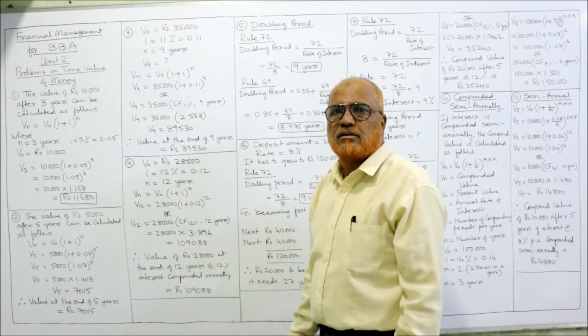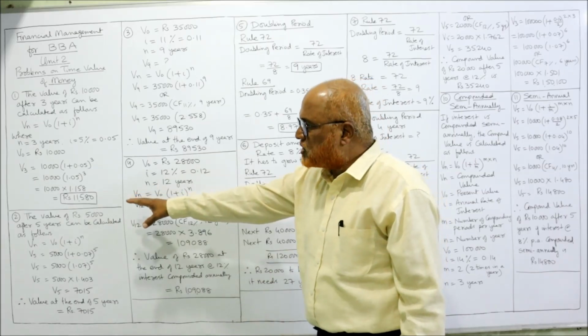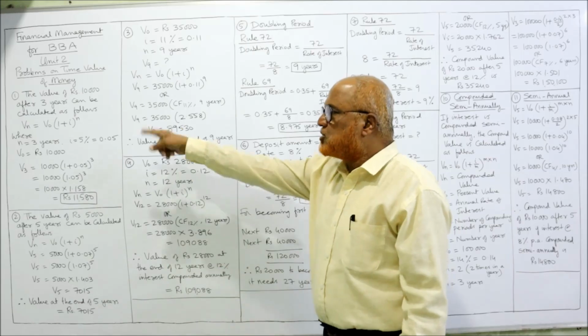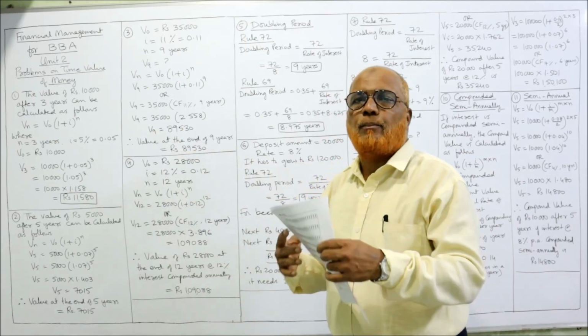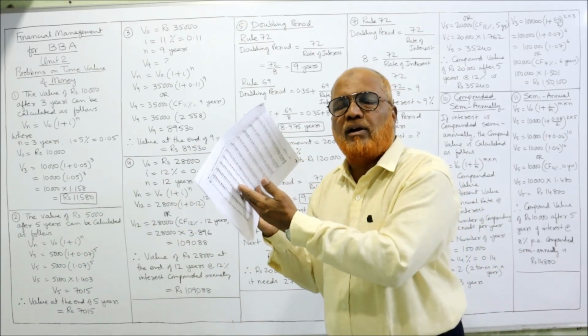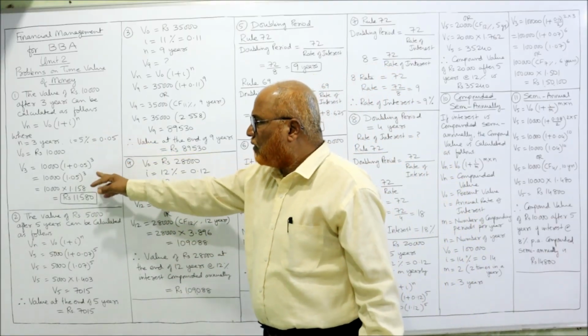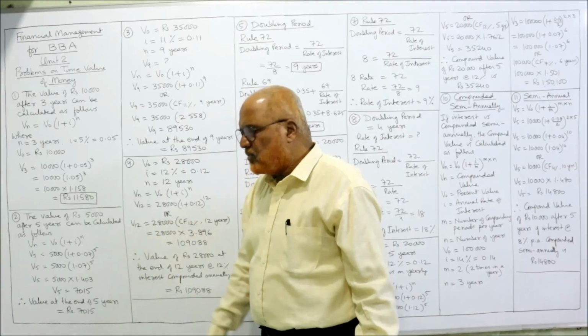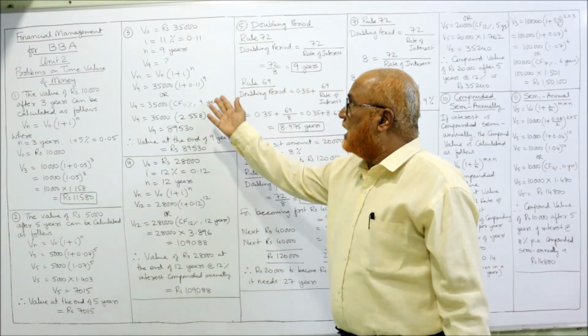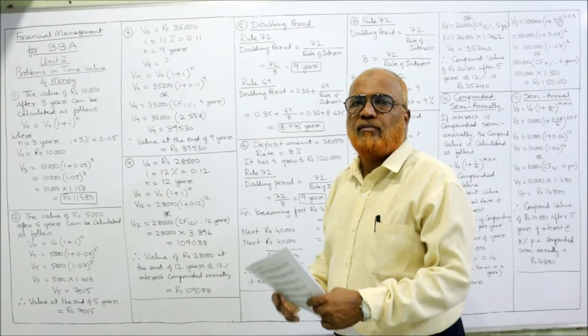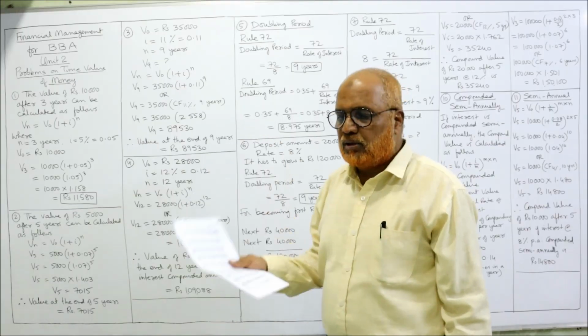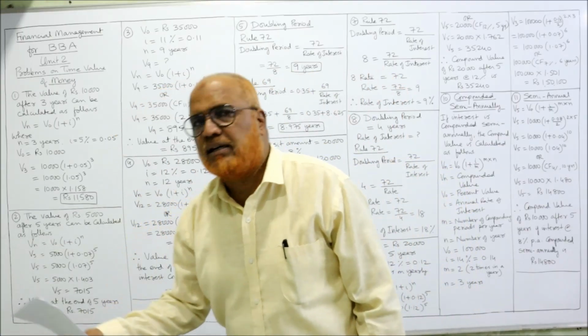That's it. So what is the difference between the first two problems and the third problem? In the first two problems we have not used the compound value table. Even if you use the compound value table, we'll get the same answer, because the value of n is small. Here only 3 years, here 5 years we have calculated. But here n is 9 years. That's why we have used the compounding factor table.